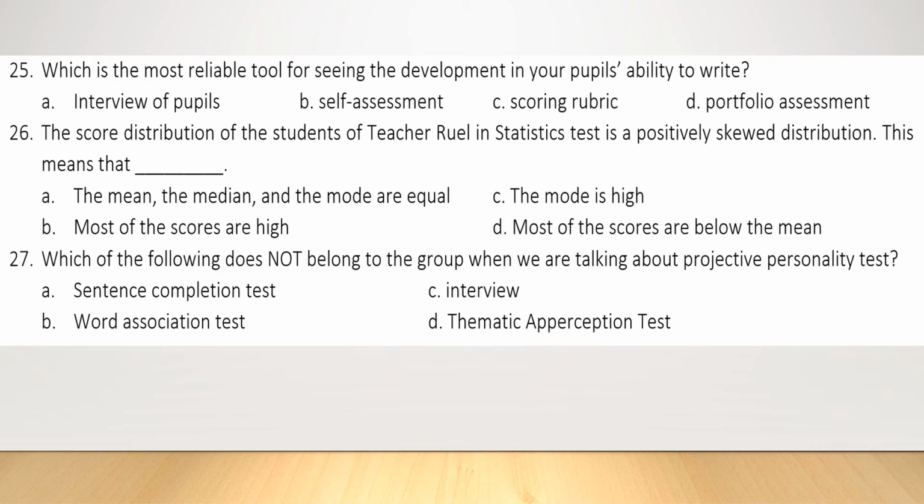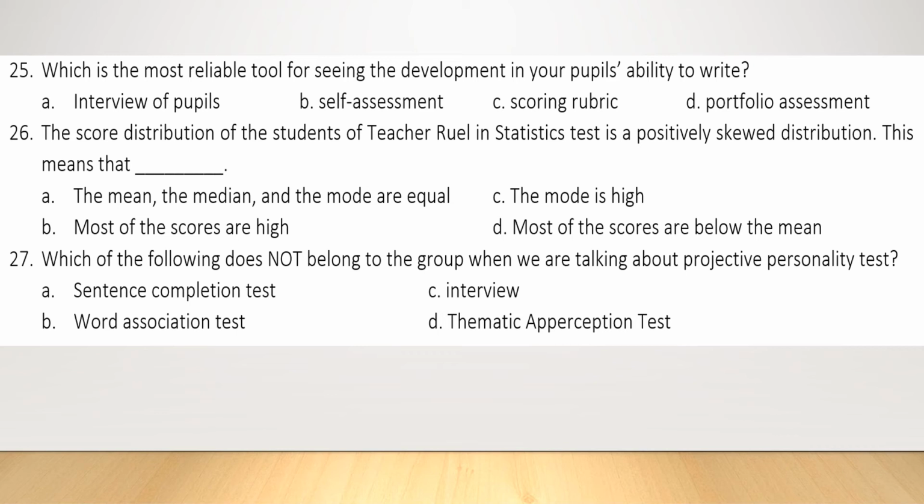Okay, number 25. Which is the most reliable tool for seeing the development in your pupil's ability to write? So, if you wanted to see the development of your students in terms of writing. Letter A, interview of pupils. When you interview a particular set of pupils, do you think this can measure their writing ability? Of course not. This measures their speaking ability.